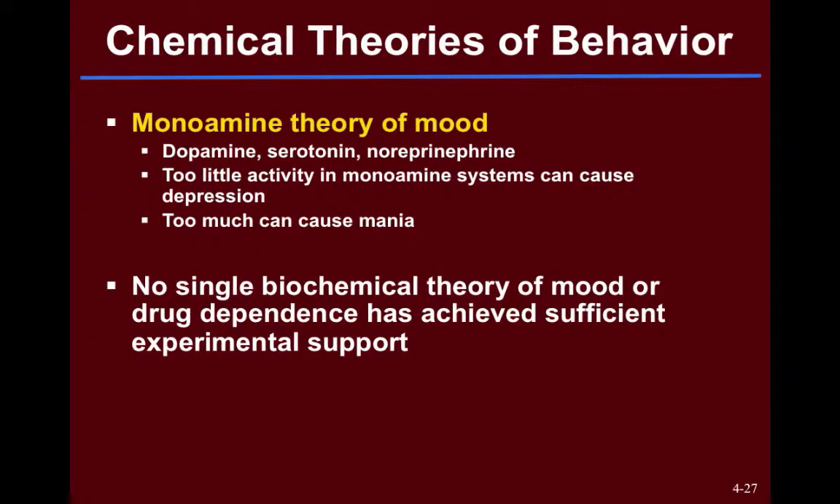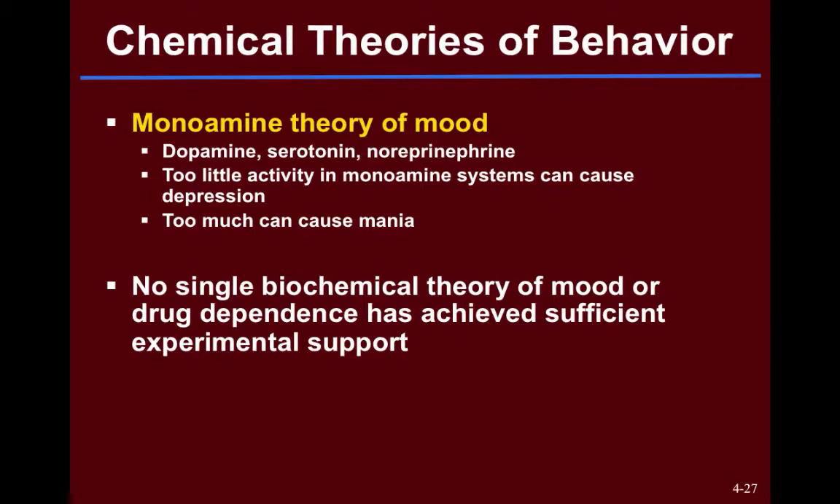A current one that's actually gaining some traction has to do with theories of mood. It's called the monoamine theory of mood. And we're talking about those same neurotransmitters again, dopamine, serotonin, norepinephrine, and we suspect that too little activity in these systems can cause depression, and too much can cause mania. But we're not able to explain all of behavior, even based on this particular theory, which again has been fairly well supported at this time.